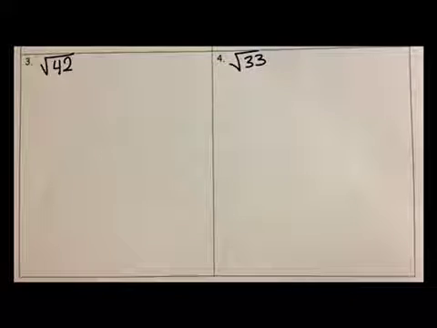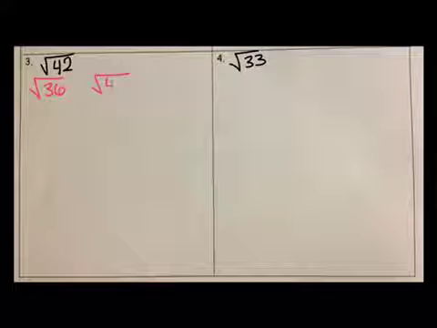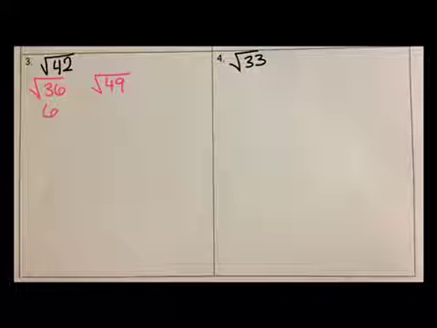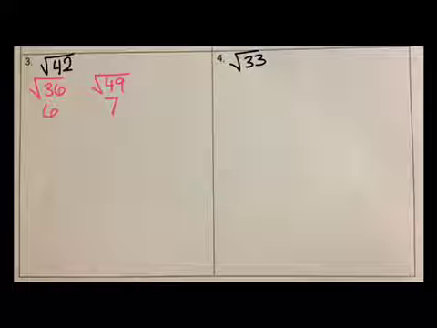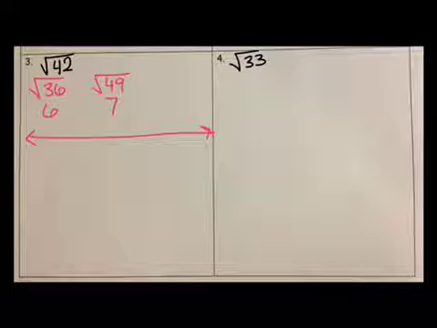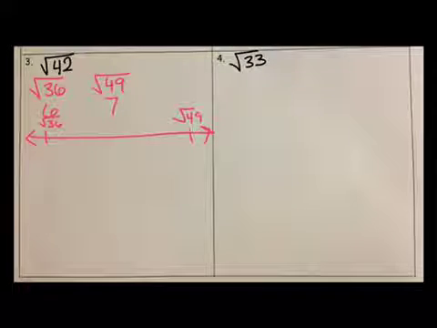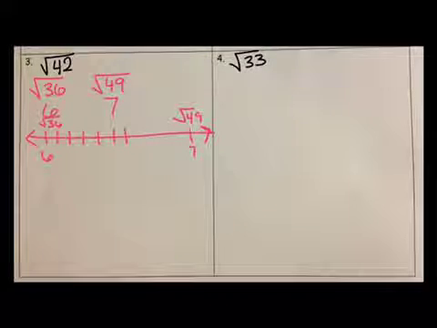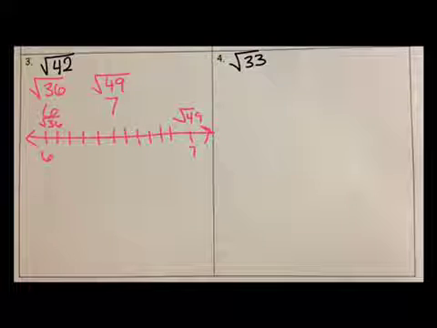So first step, I'm finding the perfect squares the square root of 42 falls between. So I know my perfect squares are 36 and 49. So it falls between 6 and 7. So now my number line, I have the square root of 36, square root of 49, 6 and 7, 37, 38, 39, 40, 41, 42, 43, 44, 45, 46, 47, 48.